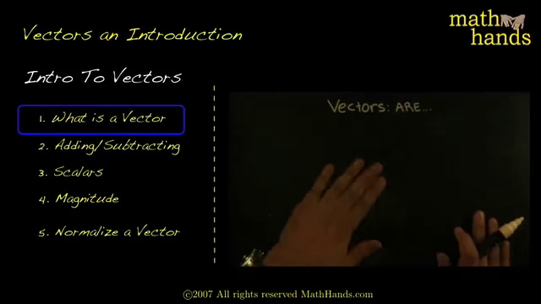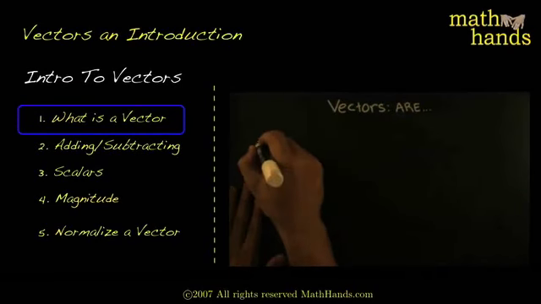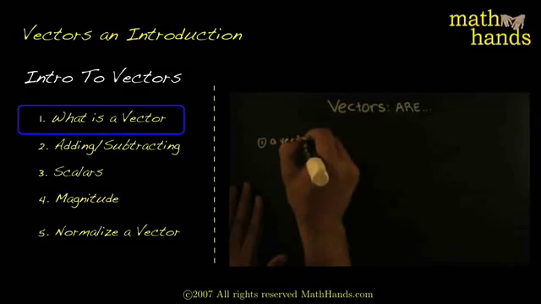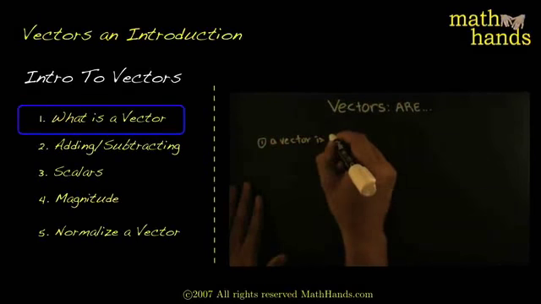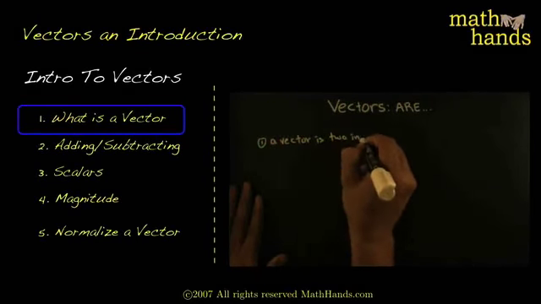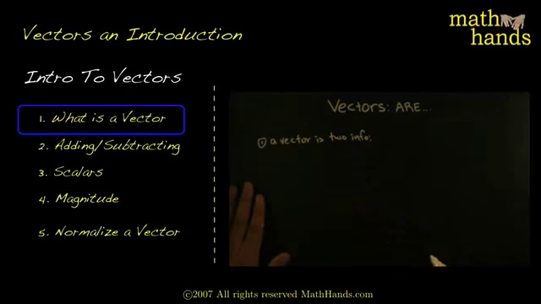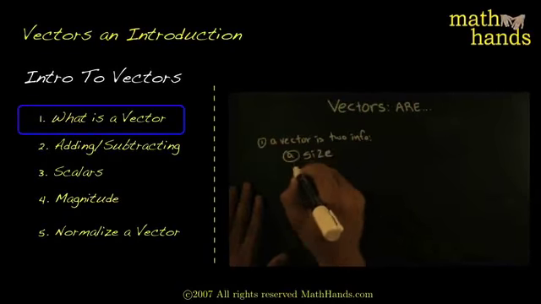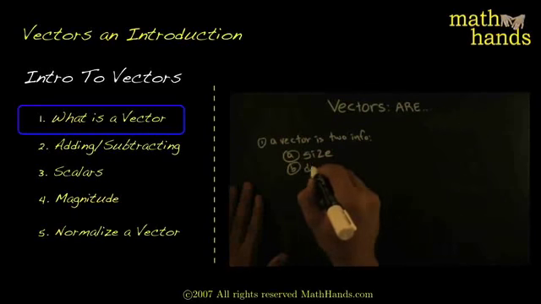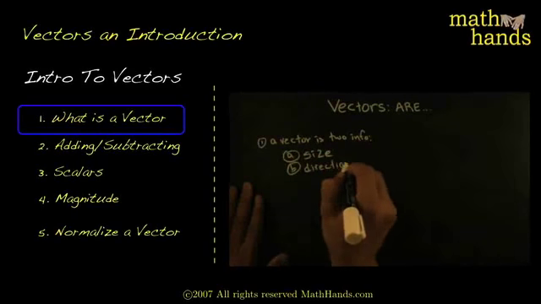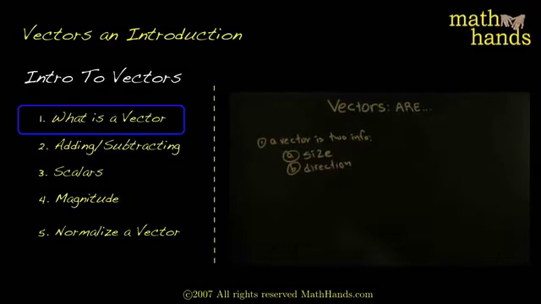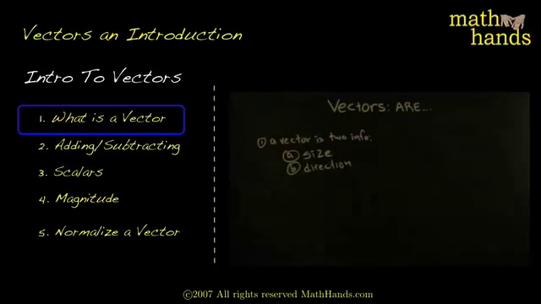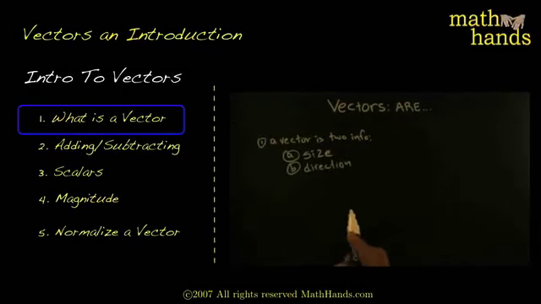So if we have to answer this question here, what are vectors? We would have to say a vector is two pieces of information. A, it has size, and B, it has direction. Just like each of these forces did. Some of them point that way, small and big. That's what a vector is.